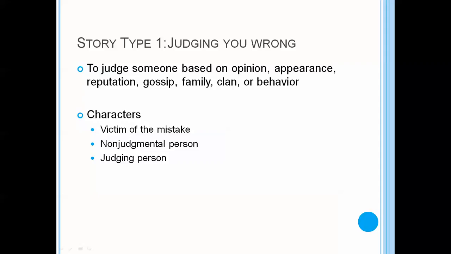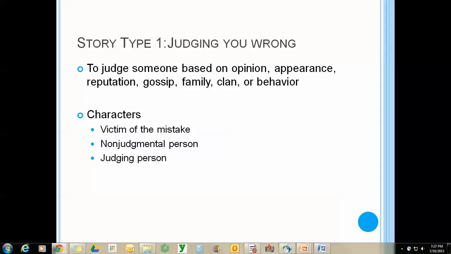The first story type we're going to discuss is judging you wrong. This would be a story about someone who's judging another person based on opinion, appearance, reputation, gossip, family, clan, or behavior. Usually you have about 2 or 3 main characters, but of course you can always have other people who are watching them, like side characters. For example, you could have a victim, a non-judgmental person, and the judging person.